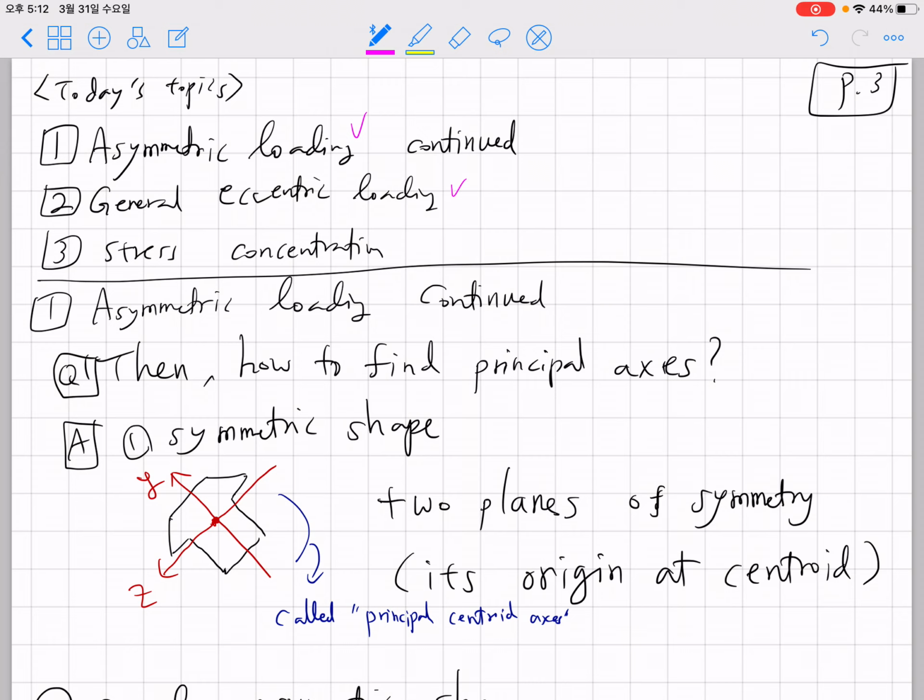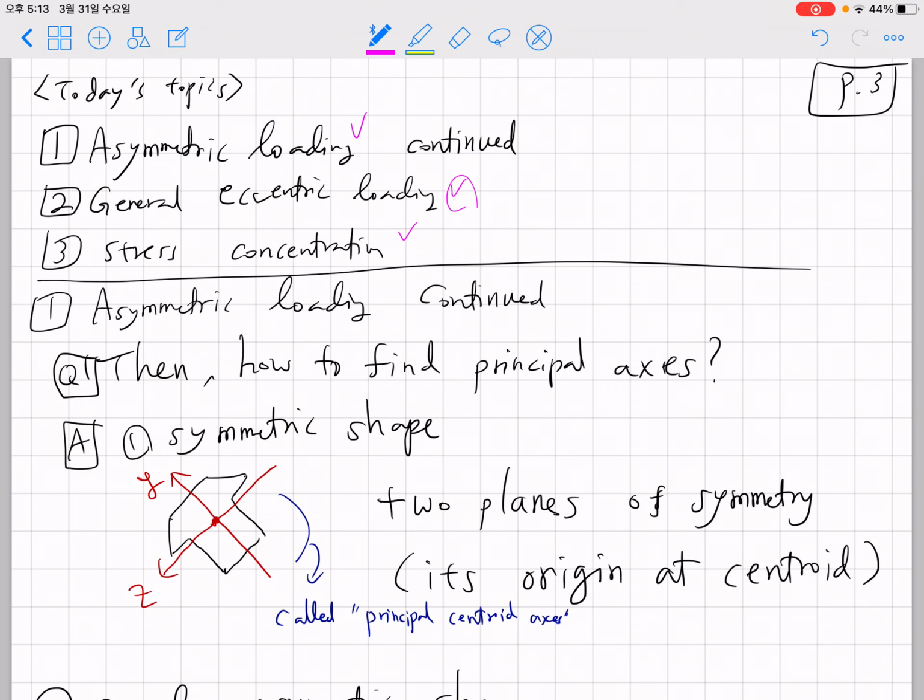So in general eccentric loading, we're gonna have normal force N, and we're gonna have M that is not on the principal axis. That will be the case we're gonna discuss. And as a third topic, as always, we'll talk about stress concentration. And we somehow went through similar logic in the torsion chapter and in the normal loading chapter, right? After discussing everything, we finally discuss stress concentration, which is very important to design mechanically reliable structures.